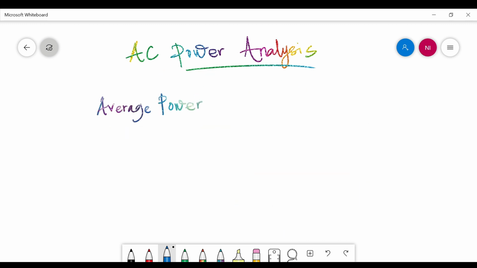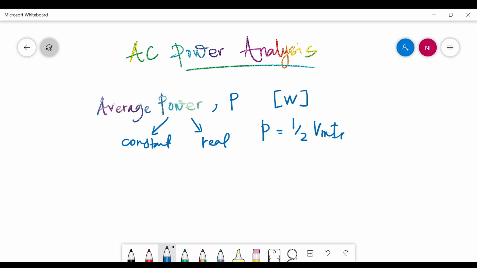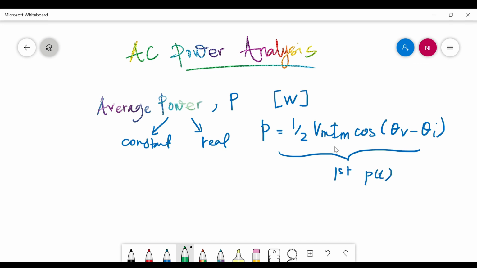Okay, let's take a look at average power. This average power is denoted by capital P and the unit is watt. It is also known as constant or real power. And this P equals half Vm Im cos(theta v minus theta i). This expression comes from the first part of instantaneous power after applying trigonometry. In this average power, the value is in terms of peak values, Vm and Im.